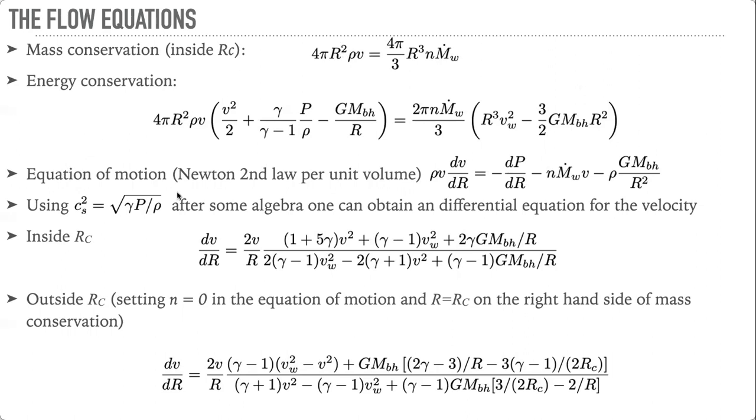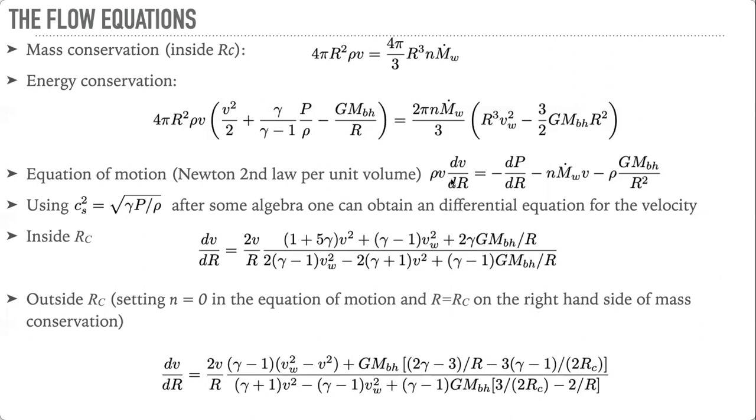Now we can also include the equation of motion. This is just Newton's second law per unit volume. So this is the rate of change of momentum, and we have here the forces. We have the momentum that is being deposited by the sources, we have the pressure gradient, and we have the gravitational force. Using also the definition of the sound speed, we can do a little, actually not a little, but quite some algebra.